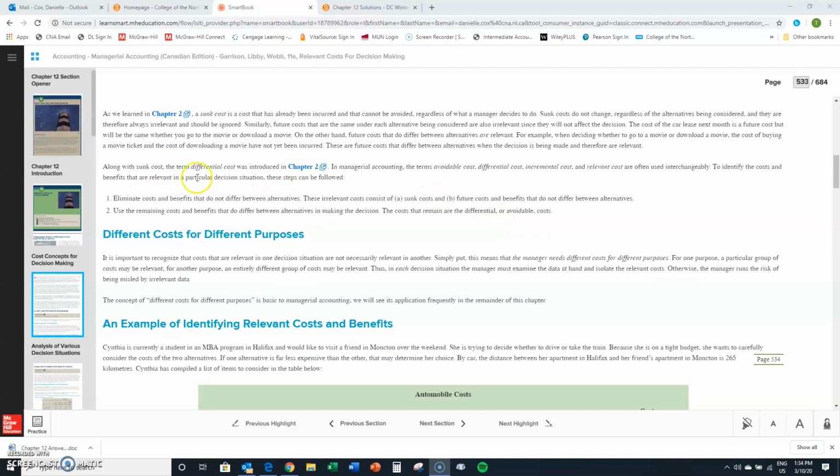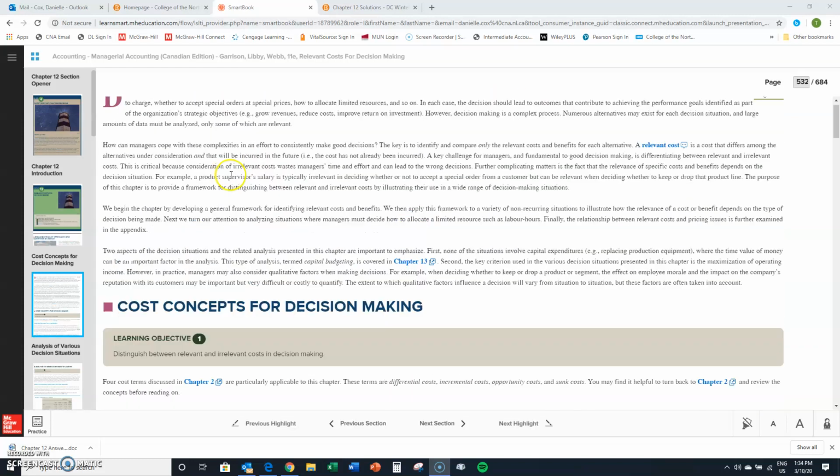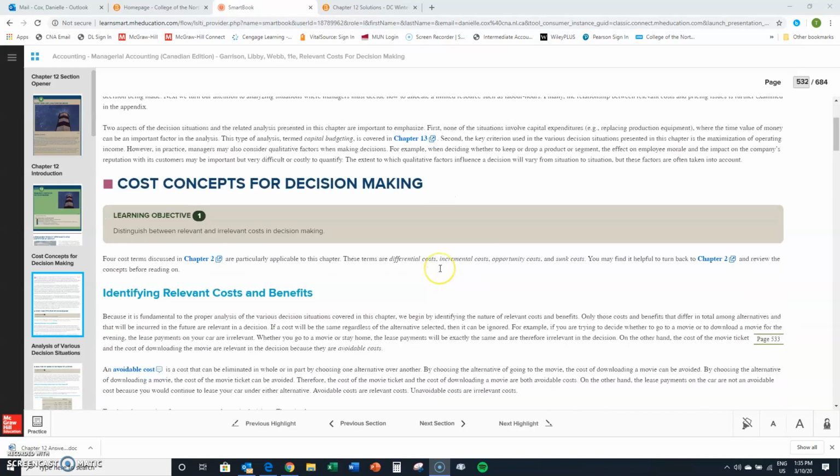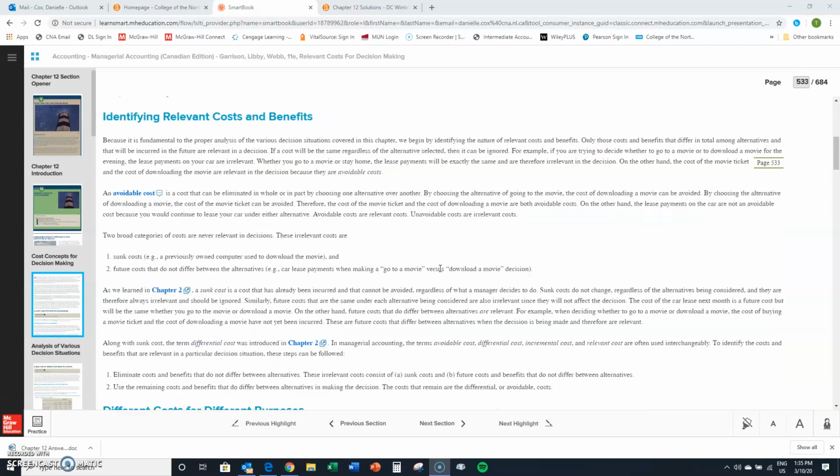So here they talk about avoidable cost, differential cost, incremental cost, relevant cost. These are all pretty much the same thing. Avoidable: something you can avoid by choosing one alternative over another. Differential: costs that are different between one or another. Incremental: the extra cost that comes into play. Or relevant, which was identified at the very beginning: differs between alternatives and it's future oriented.